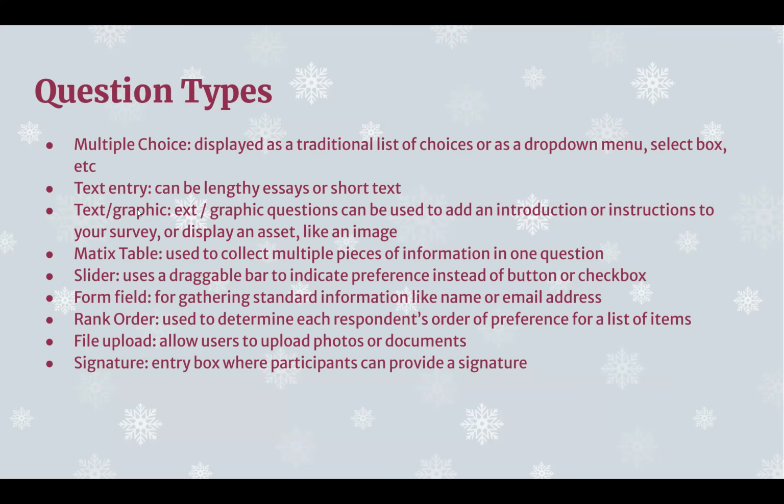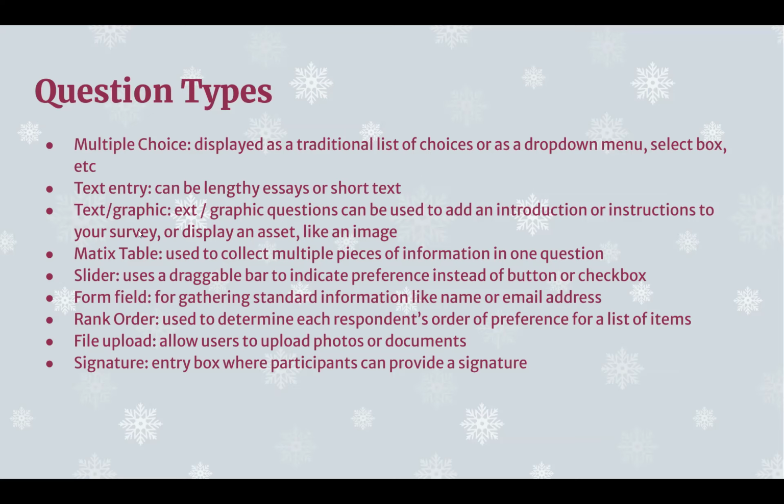The text and graphic one is literally a question where you just put in some text or a graphic. It is great if you need to display an introduction, or if you have an IRB form and you need to display it at the beginning of your survey. You need to have the stamp showing your IRB was approved, so you use that type of question to put your PDF in there, so that they can view it and know that it's approved.